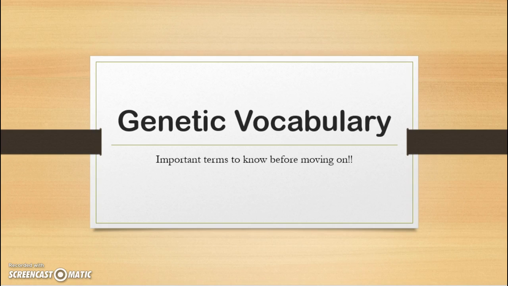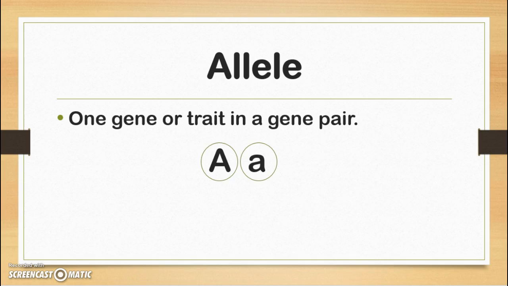The first word I want to teach to you today is the word allele. The word allele is talking about one gene or trait in a gene pair. We learned from the article we read yesterday when going over Gregory Mendel that everything comes in pairs. We have the dominant is represented with a capital letter, and we have a lowercase letter here that is representing the recessive gene. So this would be a combination gene pair.